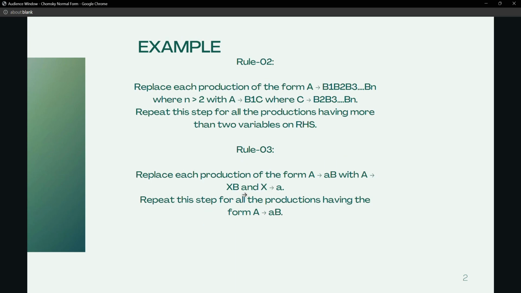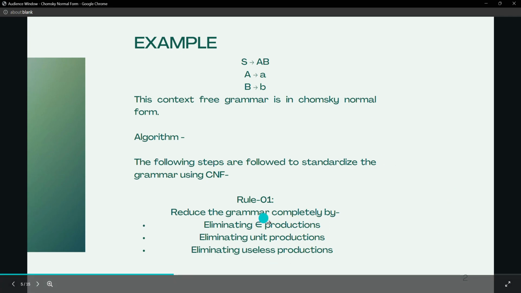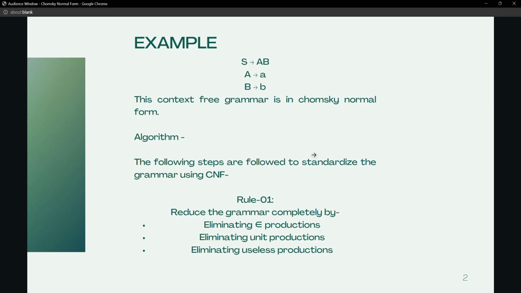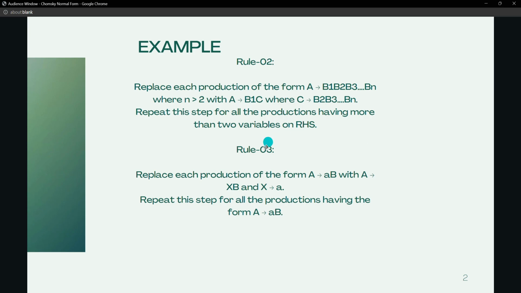So, using this rule 2, we have to replace each production of the form A to B1 B2 B3 until Bn, where n is greater than 2, with A gives B1C, where C gives B2 B3, and so on till Bn. We have to repeat this step for all the productions having more than two variables on our RHS. After the elimination process that is given in rule 1, we have to check whether the derived form of the context-free grammar satisfies this form. Otherwise, we have to introduce new variables and repeat the steps.